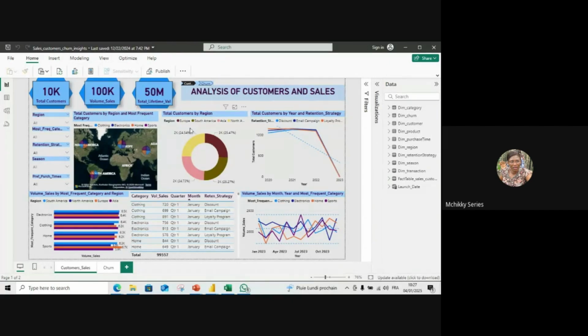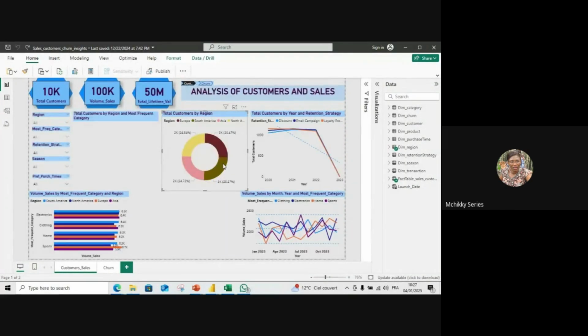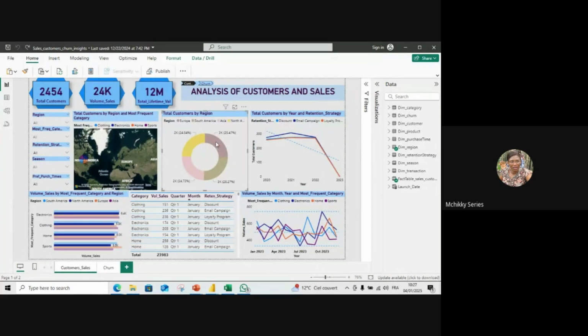And again, when you look at the regions, you see that most of their customers are from Europe and South America. They have like 1,000, which makes up about 25%. North America and Asia have like 2,000 customers, which makes up about 24.5%. The difference is not much from other continents.